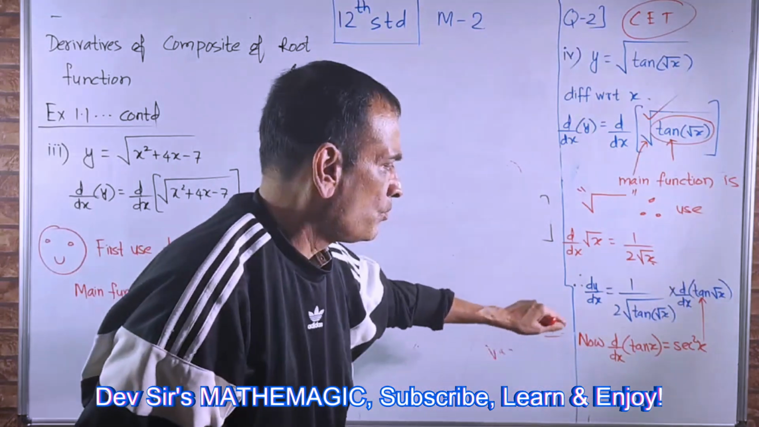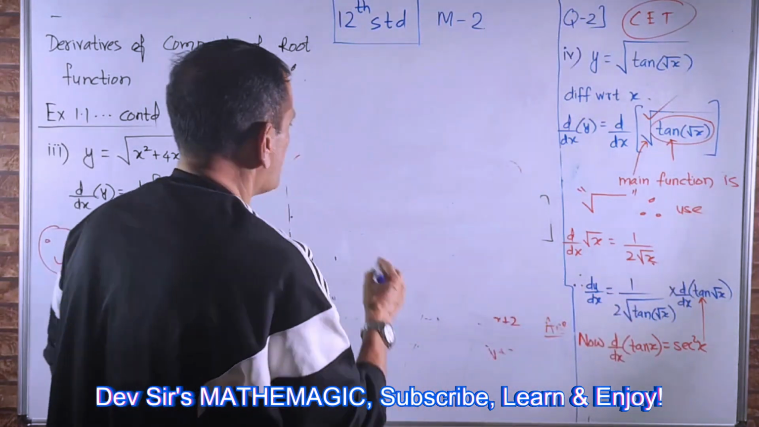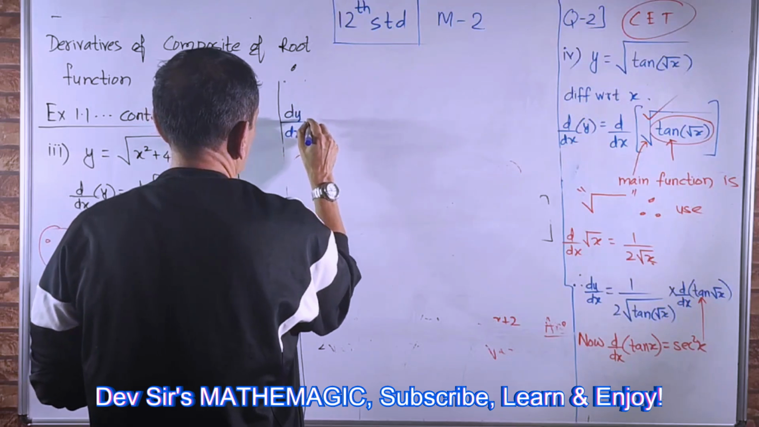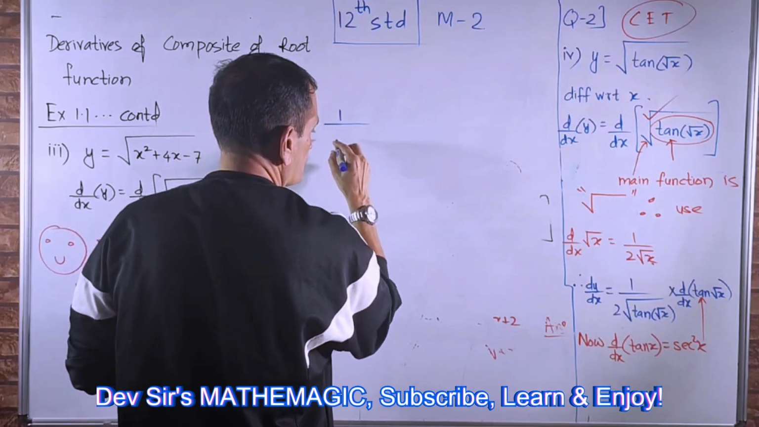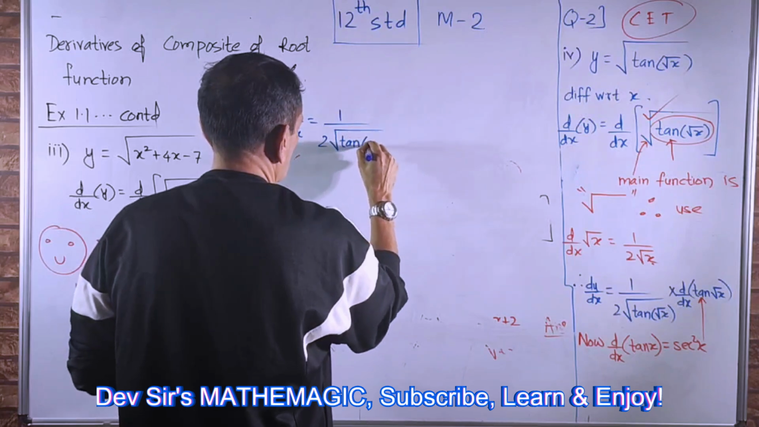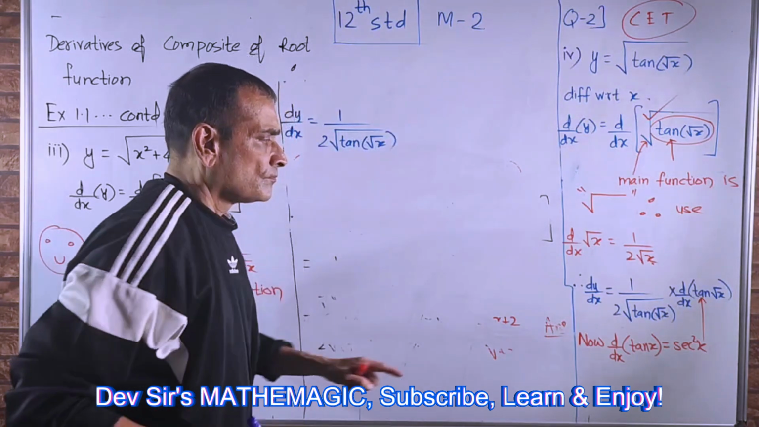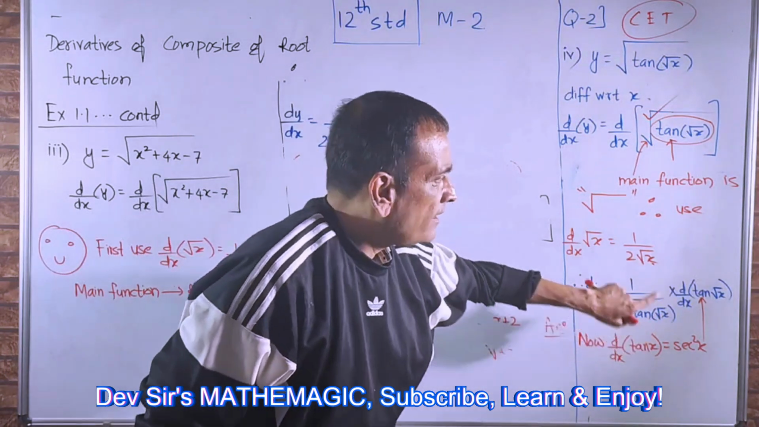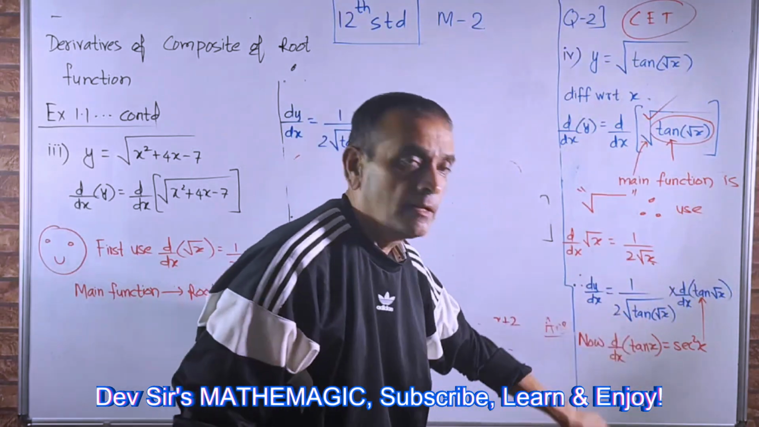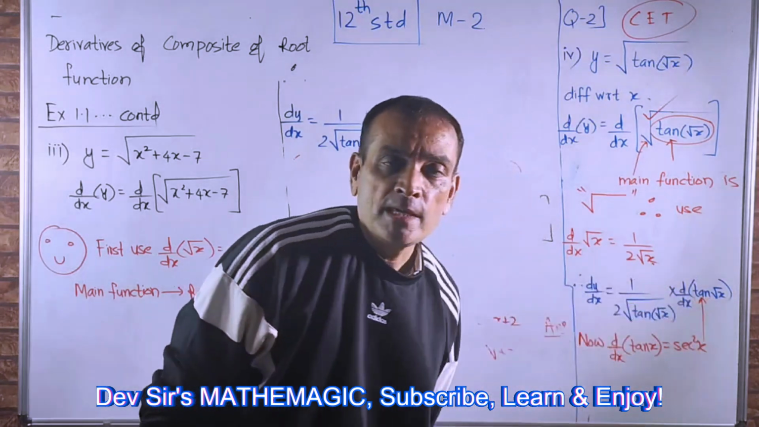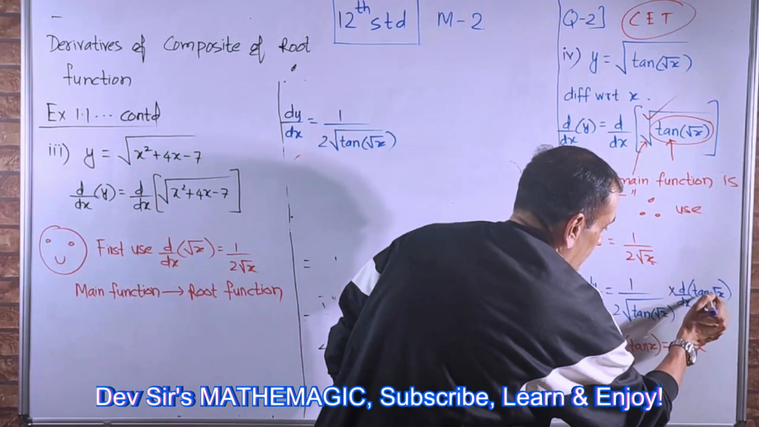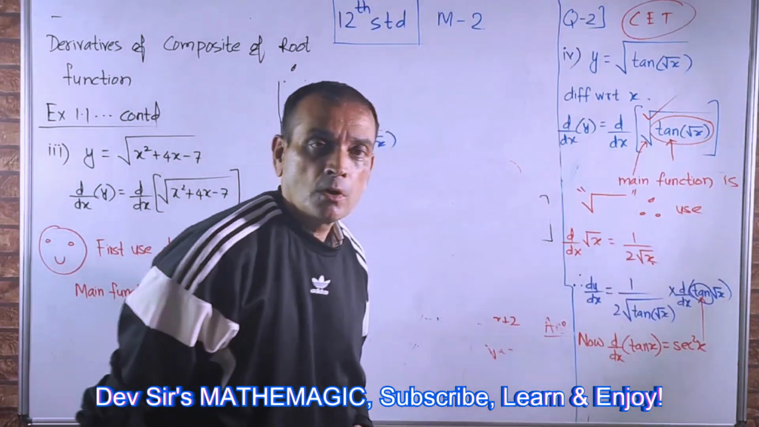Last 2 steps. dy by dx equal to, ये तो लिखा ही है. डेरिवेटिव ऑफ रूट 1 अपॉन 2 रूट, जो कुछ अंदर है वो ऐसा ही लिखना है. इनटू d by dx ऑफ tan. अभी नाउ डेरिवेटिव ऑफ tan, सिर्फ tan पे कॉन्सेंट्रेट करो.